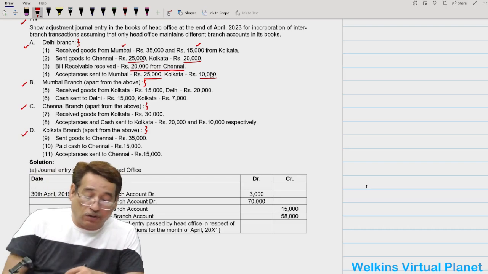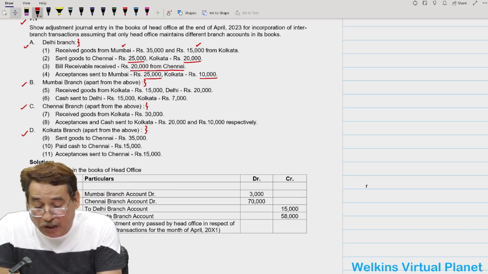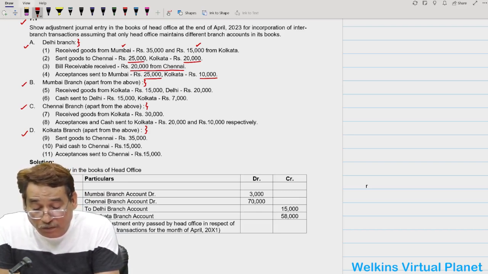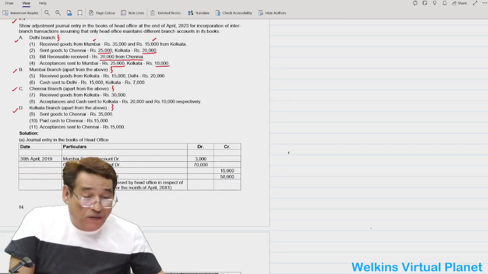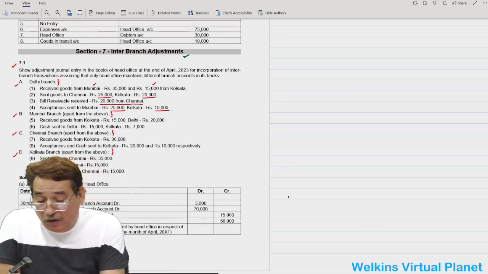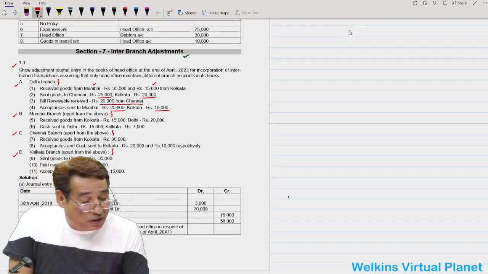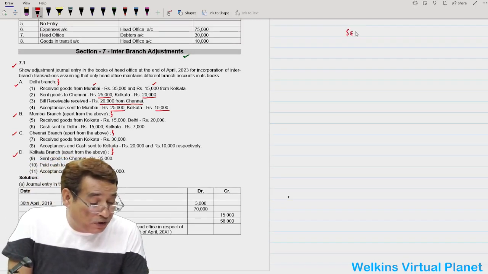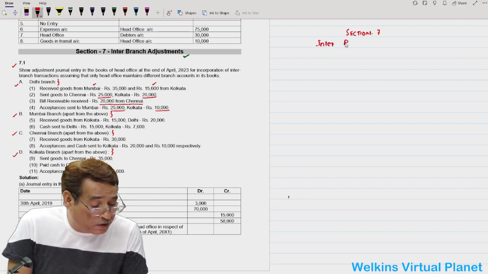So in order to solve such questions, I would need a little bit of space, so I will create the space for me, correct? And now I will solve this question. This is your section 7. I will write here section 7, and section 7 basically is known as inter-branch adjustments.